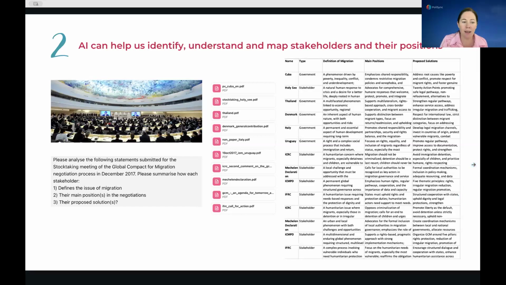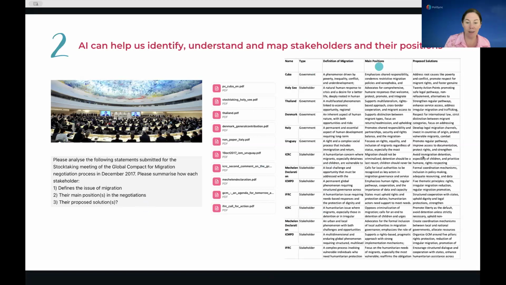So I asked Copilot and ChatGPT to analyze the statements that had been submitted for the stock-taking meeting of the Global Compact for Migration negotiation process in December 2017. Many of them can be found online on the official website of the negotiations. I asked them to define how each stakeholder defines the issue of migration, their main positions in the negotiations, and which proposed solutions each stakeholder has recommended.